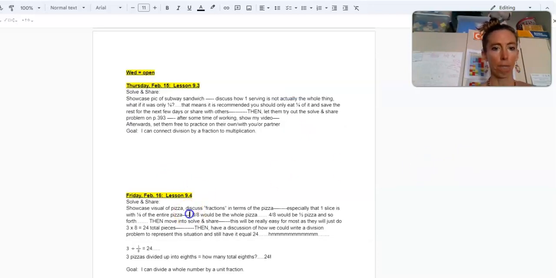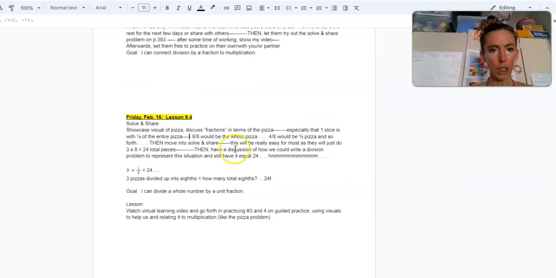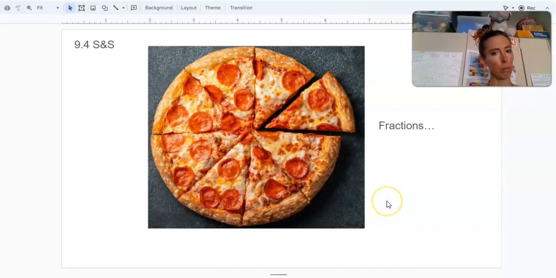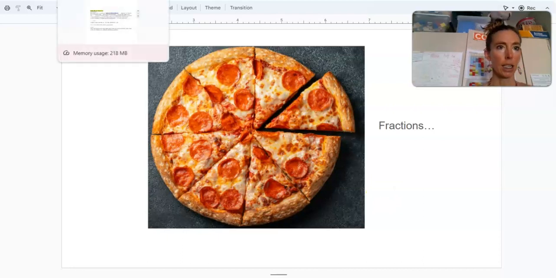Okay? Friday. Showcase visual of pizza. Discuss fractions in terms of pizza. So here we are, 9.4. We have our nice picture of that good looking pizza. And I'm going to say like whole pizza cut up into 8 slices. What can we say for fractions? Okay, talk about an eighth. Talk about 8/8. Talk about 4/8 being half. And then go into the solve and share.